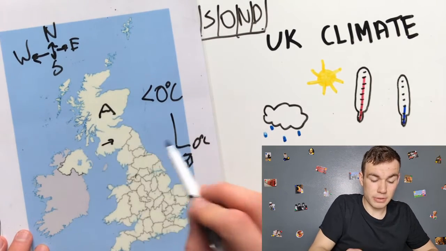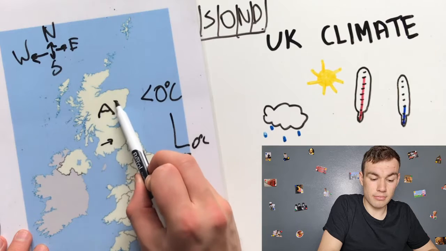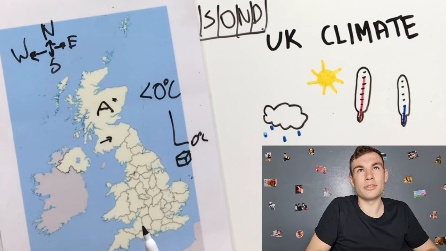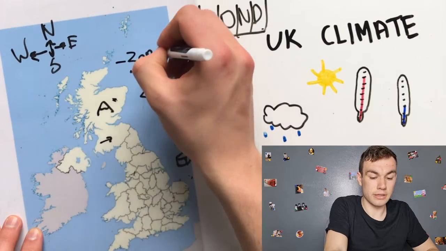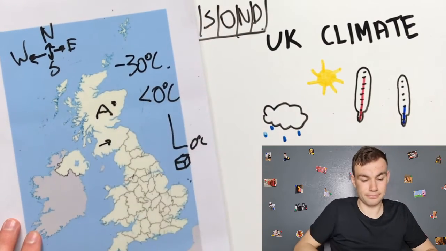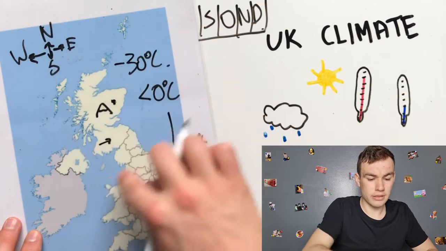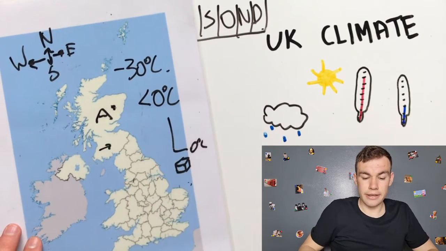So, the coldest place in the UK is here. I think the coldest temperature recorded in the UK is about minus 30 degrees Celsius in this town. So this is the coldest place.